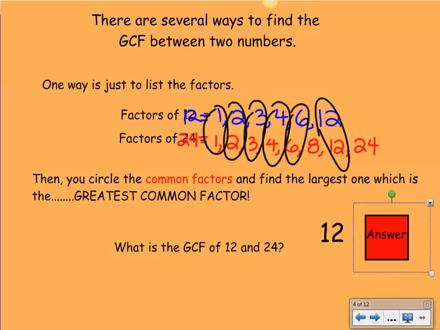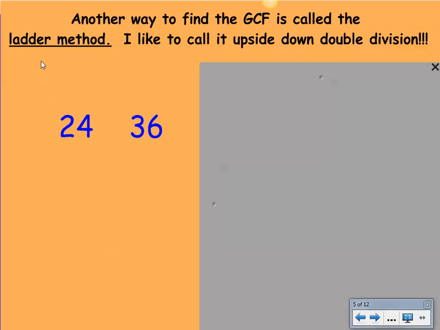Now, it's not always possible for us to know every single factor and list them out, because sometimes the numbers are just too big. So what we're mainly going to be doing is another way that I like to find the GCF, called the ladder method. I like to call it upside down double division. You'll see why in a second.